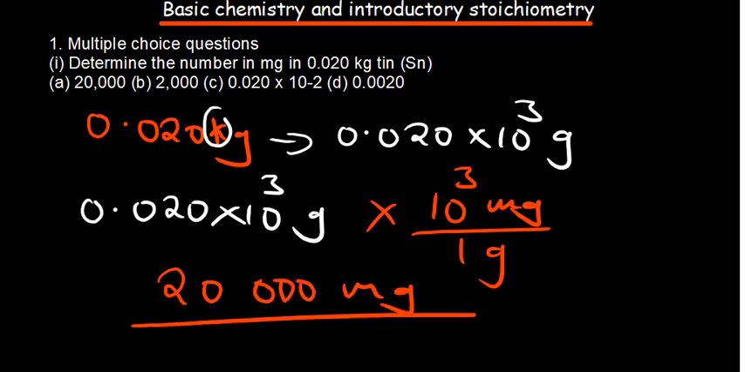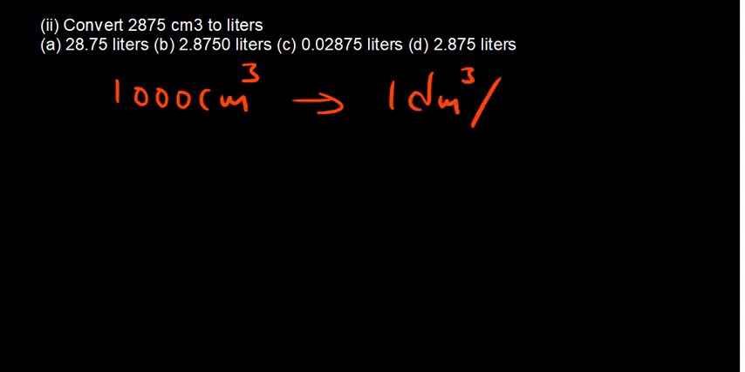Next, convert 2875 cubic centimeters to liters. So we also need to understand the relationship between cubic centimeters and liters. What you need to know is that 1,000 cubic centimeters is equivalent to a decimeter cubed, or a liter. By the way, 1 decimeter cubed is equivalent to a liter, so we need to understand that.